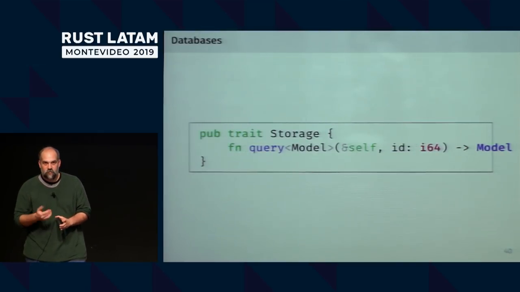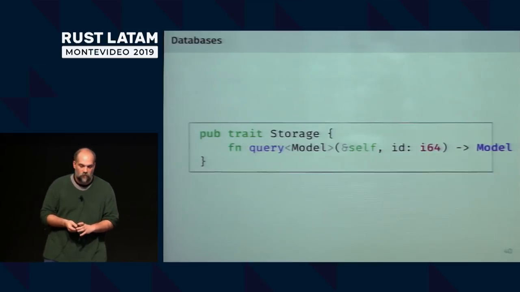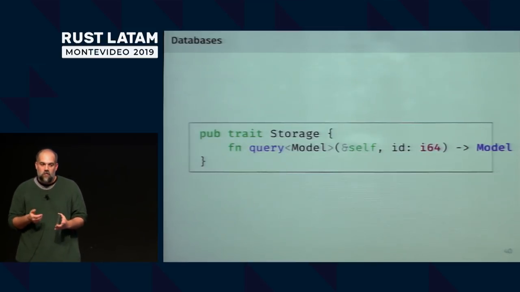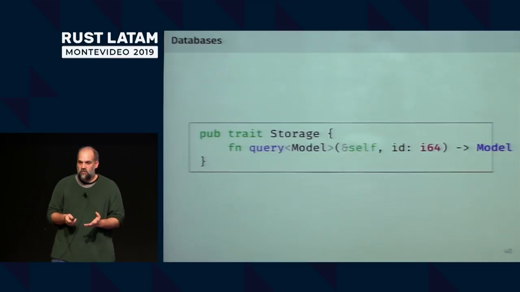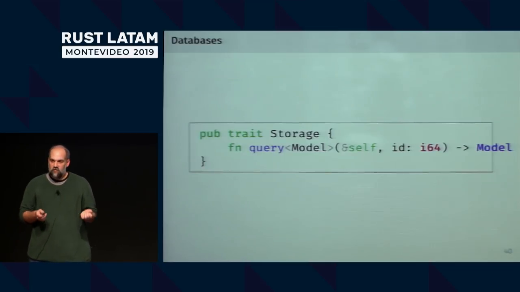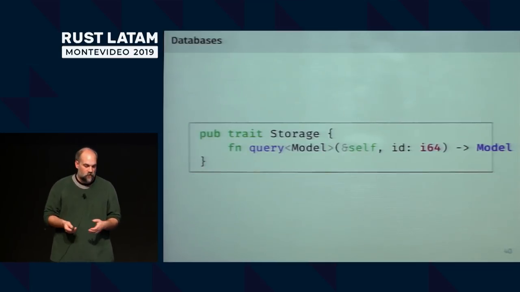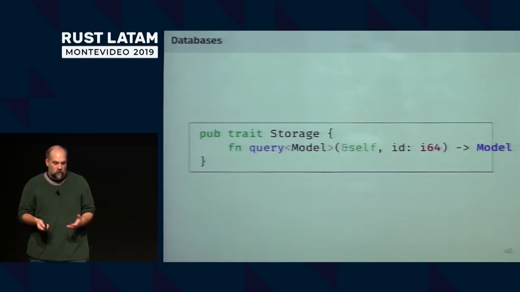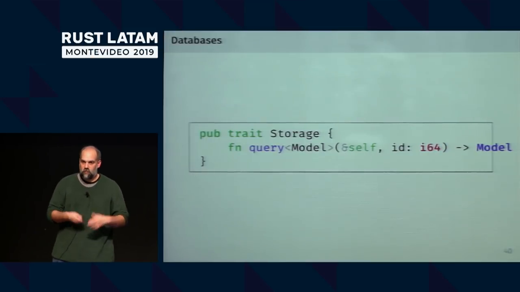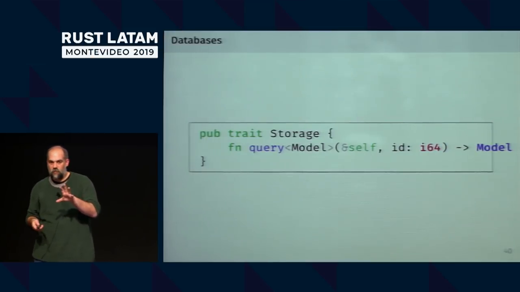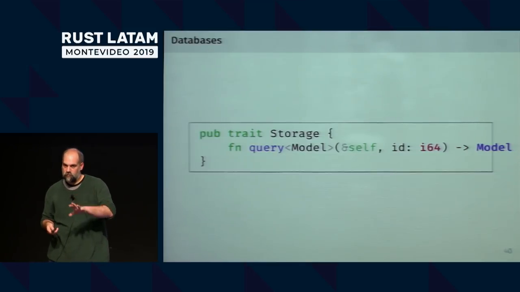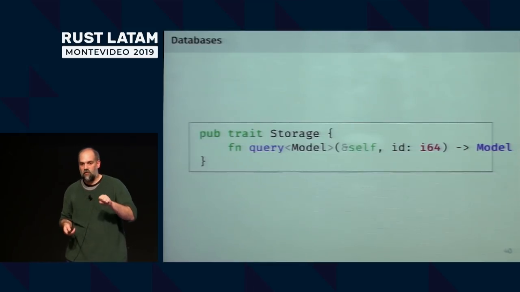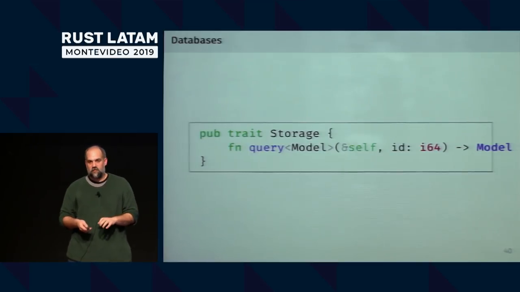Second example that comes also out of my work is how about talking about what is stored in databases. Let's say I have a storage trait. My storage can be queried, for example, for a model. That takes the storage, but I also give it an ID, so it takes the storage and reads out the model under this ID.